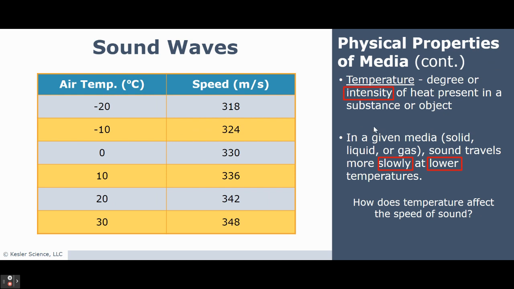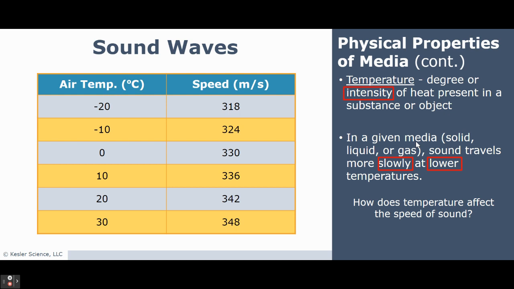And lastly, we have temperature. So remember, temperature is the degree or intensity of heat present in a substance or an object. So in a given media, solid, liquid, or gas, sound travels more slowly at lower temperatures. So the higher the temperature, the faster it's going to go.